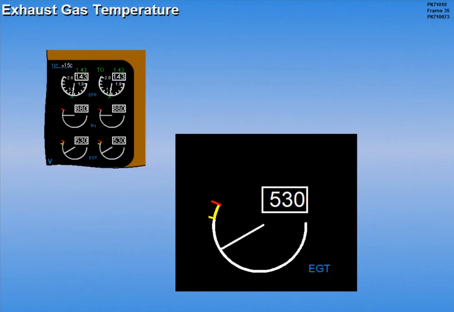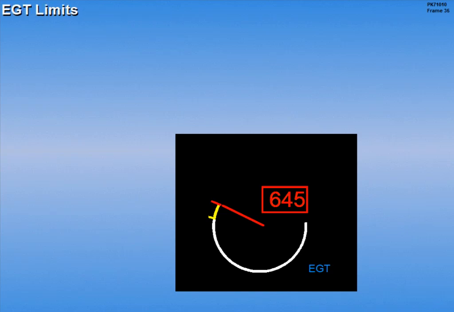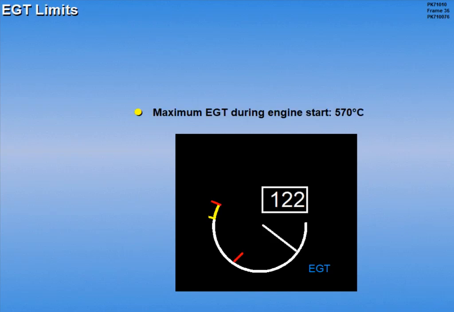Located beneath the N1 indicators are the exhaust gas temperature indicators. When EGT enters the caution range, the pointer and digits turn amber. When EGT exceeds the red line limit, the pointer and digits turn red. Maximum EGT during engine start is 570 degrees, as indicated by a red line. The maximum EGT line is displayed until the engine is stabilized at idle RPM.